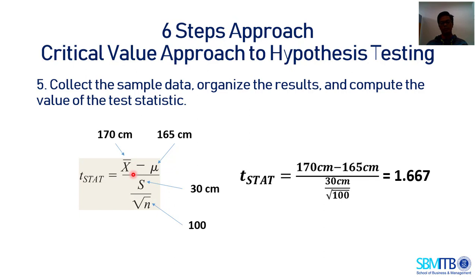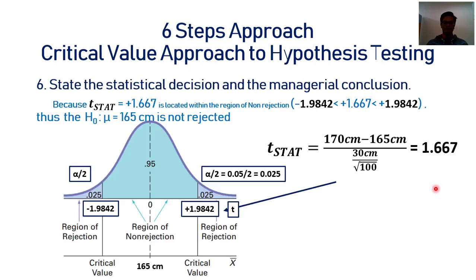The x bar, which is the sample's mean, equals 170 centimeters minus mu, the population's mean, which is stated as 165 centimeters, divided by s, the sample's standard deviation, equal to 30 centimeters, divided by the square root of n, the number of respondents, which is the square root of 100. After applying these numbers to the t-stat formula, we have a t-stat value of 1.667. Let's go to the final stage.